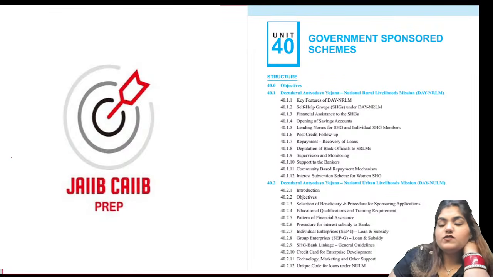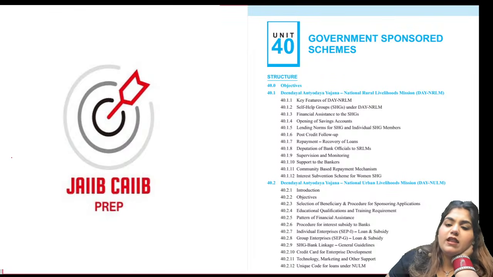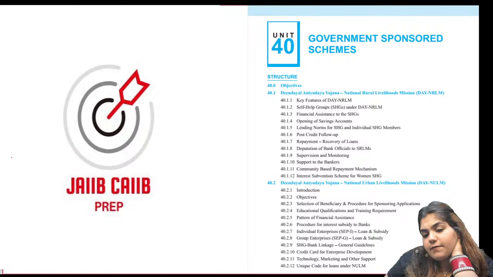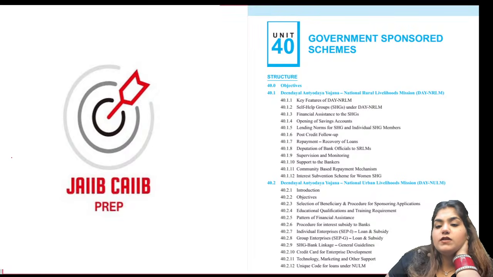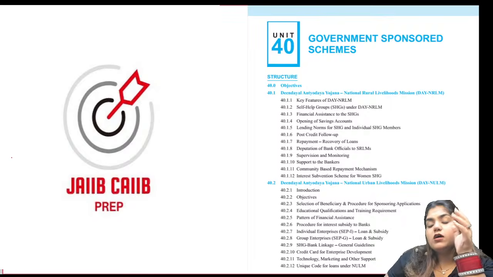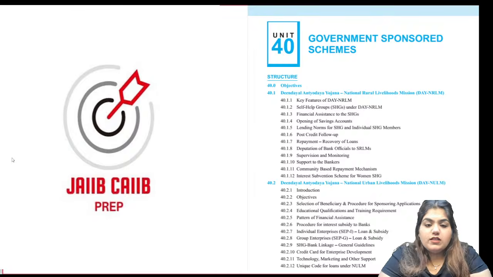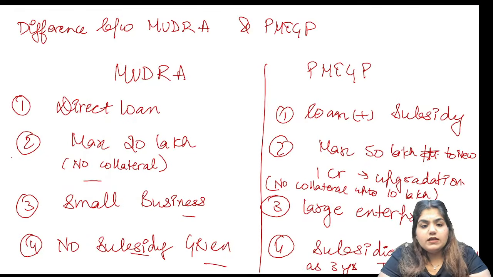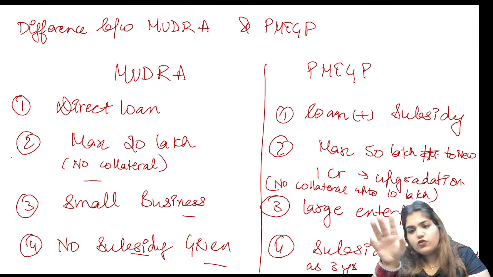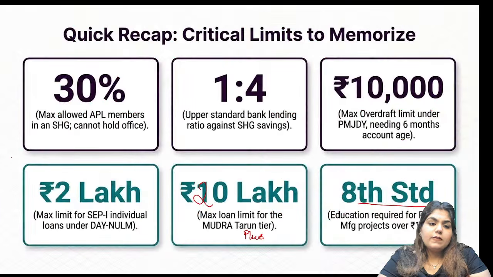Now we have the government sponsored schemes: DAY-NRLM, DAY-NULM, the self-help groups, the Pradhan Mantri employment yojana, Atal Pension Yojana, and zero balance account. All of these are covered in this unit. There is Mudra and PMEGP. In Mudra, you can take a loan up to 20 lakh rupees. This is the difference between Mudra and PMEGP. That is a quick recap of this unit.